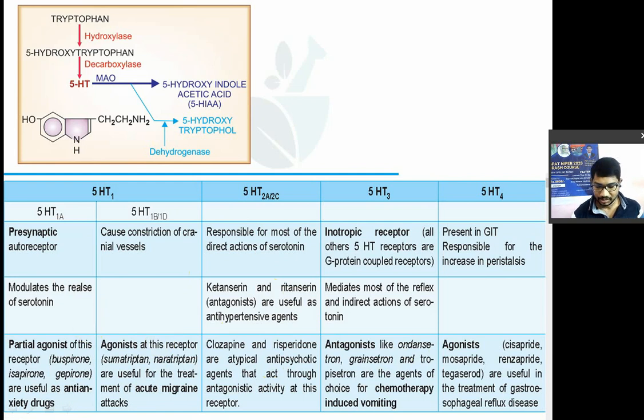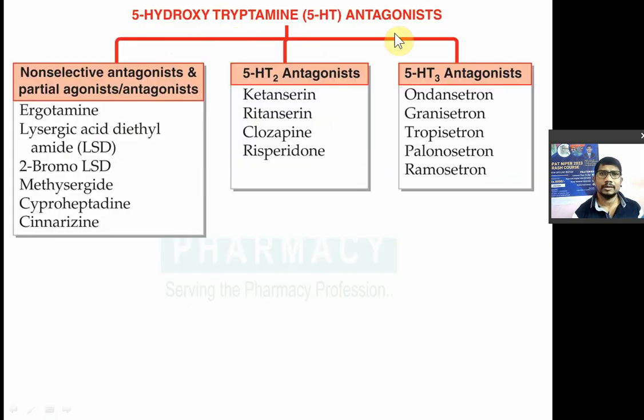Now we'll see the next part. So 5-hydroxytryptamine 5HT antagonist. तो ये क्या है, 5-hydroxytryptamine blockers और serotonin blockers हैं. देखो इसमें क्या है कि देयर आर 3 कैटेगरीज. तो पहला होता है नॉन सिलेक्टिव एंटागोनिस्ट, जो नॉन सिलेक्टिव है या फिर पार्शियल एगोनिस्ट और एंटागोनिस्टिक एक्शन है उनका ऑन सेरोटोनिन रिसेप्टर्स. सो नॉन सिलेक्टिव एंटागोनिस्ट एंड पार्शियल एगोनिस्ट एंटागोनिस्ट.